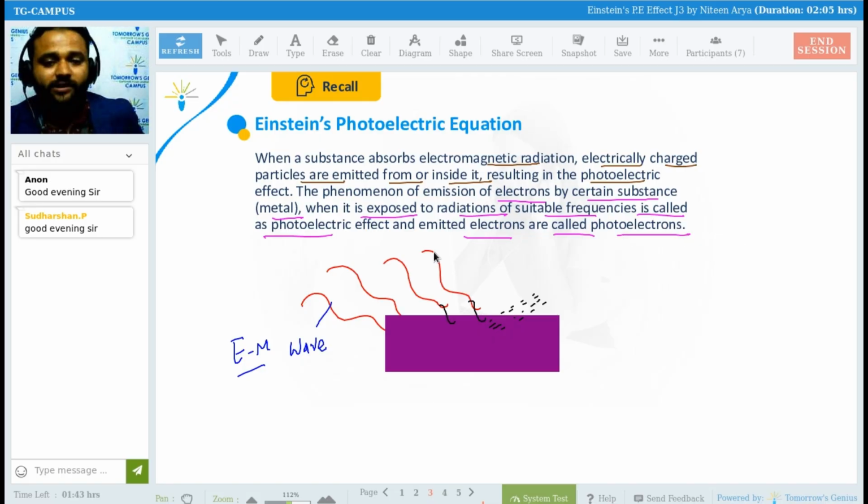We have already done this on the basis of what? Particle. On the basis of what? Photons. Okay. But if you want to understand, I'm saying just understand. Obviously, this particular effect you cannot learn on the basis of wave nature.